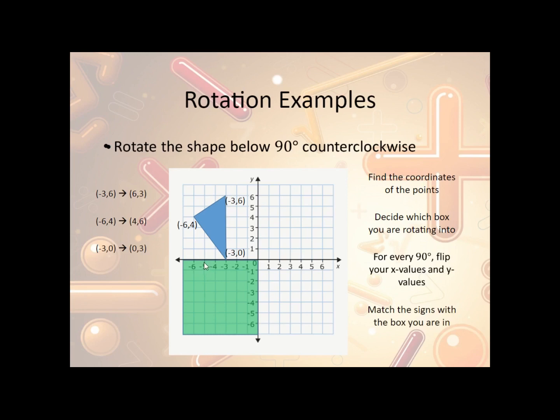Now I match the signs. Well, over here my x's are negative and my y's are negative. So all of these are going to become negatives. So this should be negative 6, negative 3, negative 4, negative 6, and 0, negative 3.